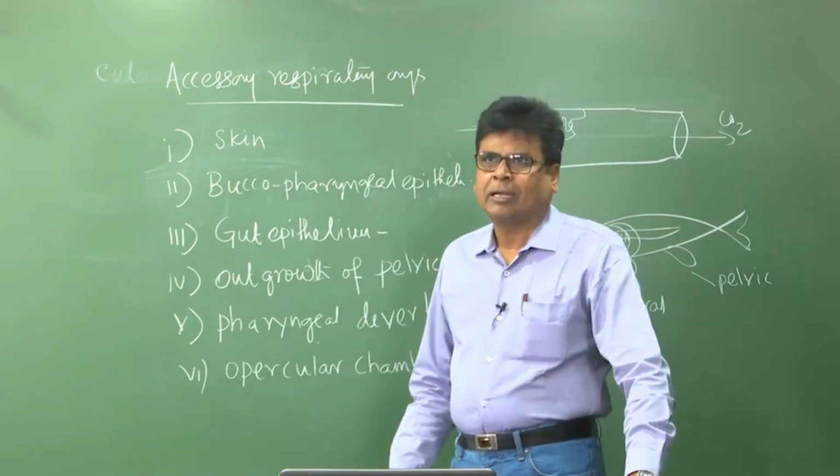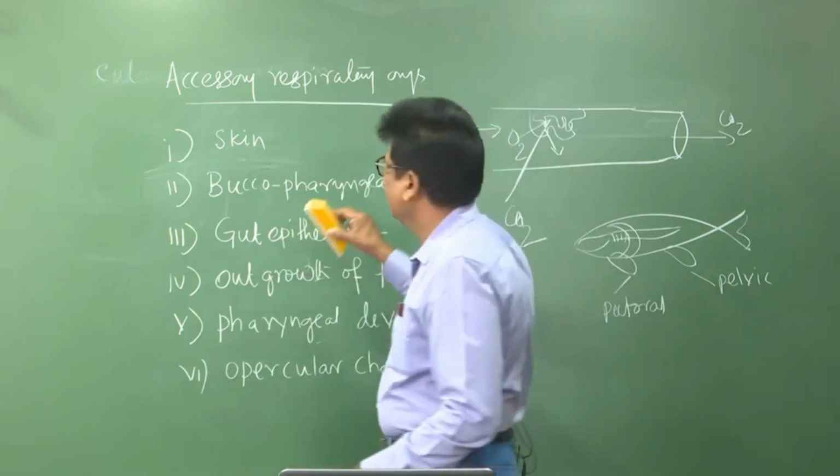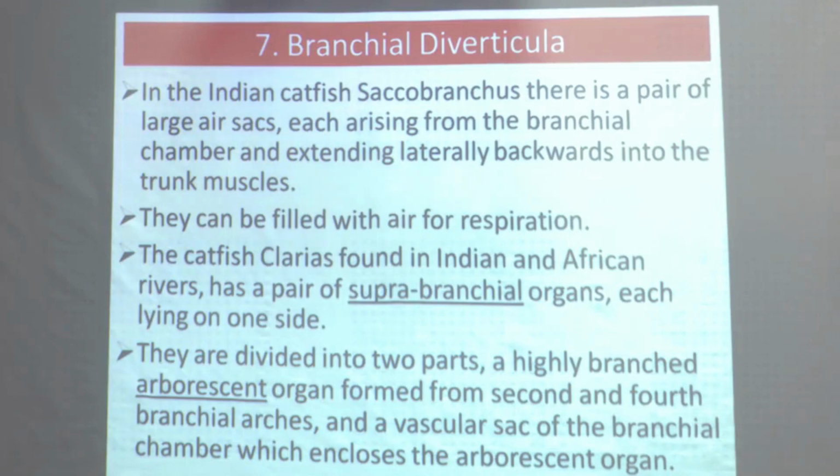Now you come to the next one, the seventh one, the branchial diverticula. This is also one device. The seventh one, branchial, is the most important one: the branchial diverticulum, or diverticula. Okay. In the Indian catfish, for example, Saccobranchus, there is a pair of large air sacs, each arising from the branchial chamber and extending laterally backwards into the trunk muscle. They can be filled with air for respiration.